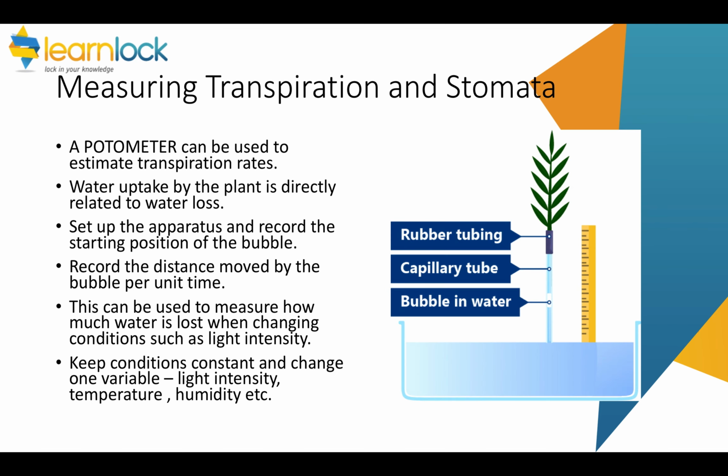You can measure transpiration using a potometer as shown here. The water uptake by the plant is linked to the water loss. So how much water it's sucking up, you could estimate that's the same as how much water it's losing. You would set this plant up with a capillary tube to make a bubble in the water and then measure the distance that bubble travels. The distance it moves per unit of time can be used to determine how much water is being lost from the plant. You can do different things with this experiment. You can change the light intensity or change the temperature and see if that affects how quickly that water bubble moves.